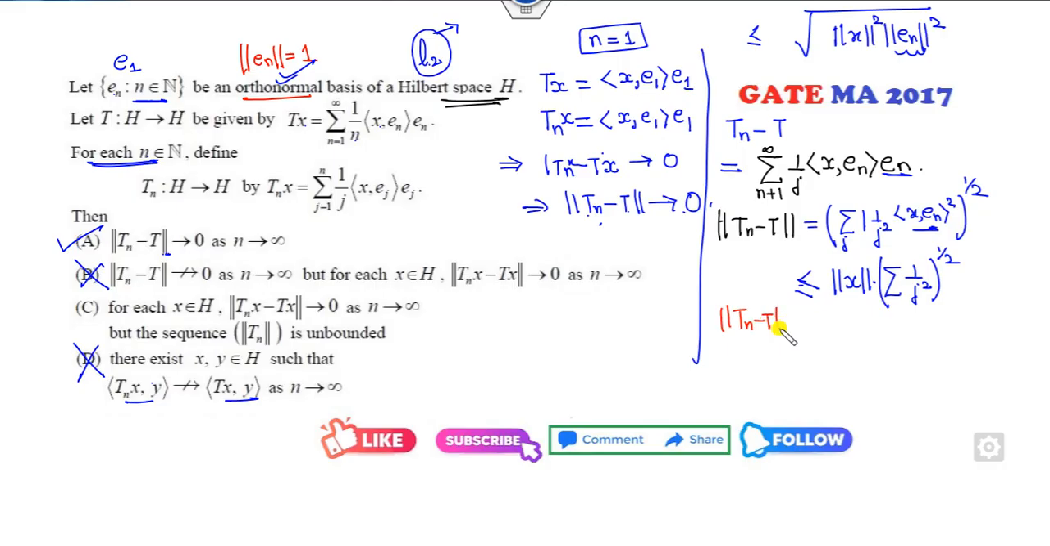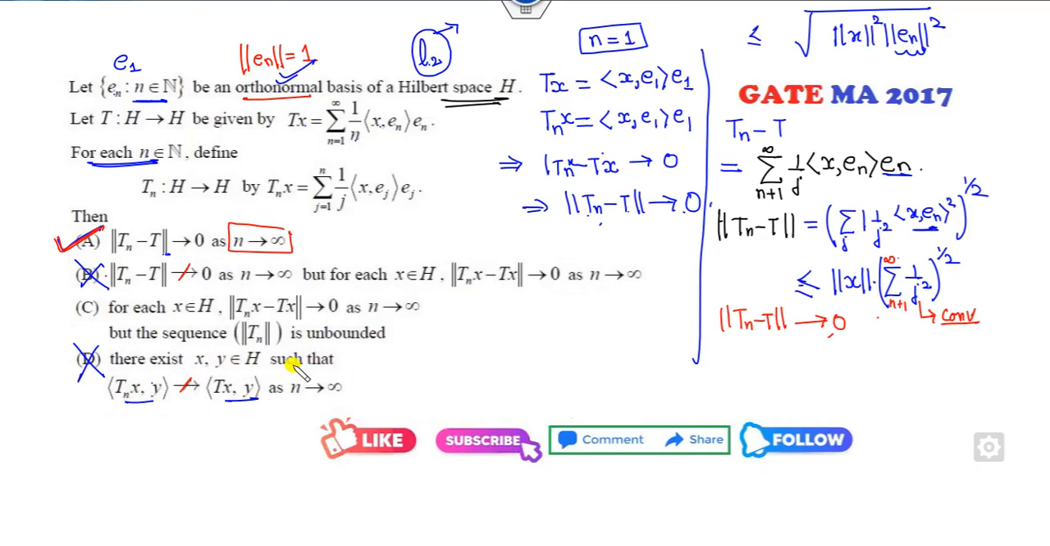So what is the meaning of that? Tn minus T, what is this value? It is the sum from n plus 1 to infinity. So clearly, when n approaches infinity, this is a convergent series. Fine. And once it is convergent, this value will go to 0. So once this is 0, again the first option is correct because it's non-zero, the second is cancelled, and the last one is again non-zero, it's cancelled out.